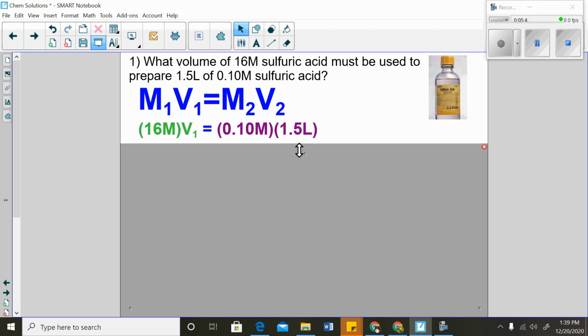And now what do we have? This 16 molar is our stock solution. That's our M1. That's what we have on hand. We are trying to get that down to 0.10 molar sulfuric acid for our lab, and I would need 1.5 liters for a lab, for example, right? So how much of this do I need now to make this happen, right?